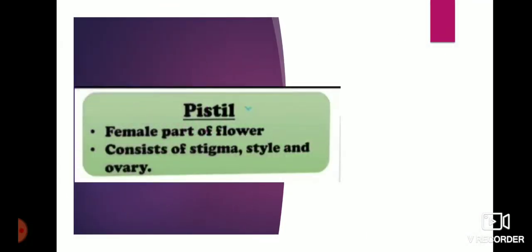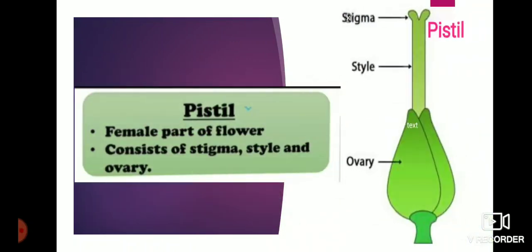And the female part of the plant is pistil. It consists of stigma, style and ovary. Stigma is the upper part. It is the sticky part, and the connection between stigma and ovary, we will see the style. Ovary is the lowermost and swollen part of the pistil.